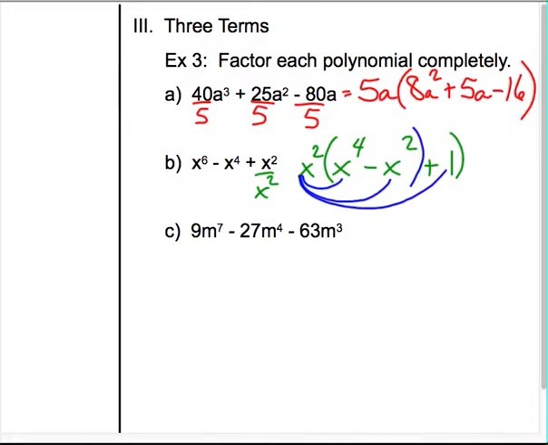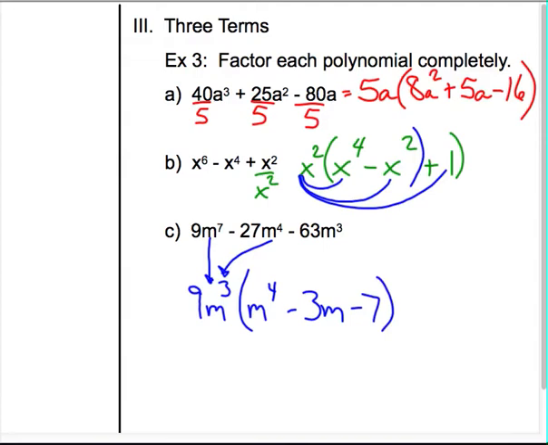Last example, looking at 9, 27, and 63, I see a common factor of 9. Looking at my variables, I see the smallest exponent is 3. 9 divided by 9 is 1, so I don't need to write that because I'm multiplying by m to the 4th, which is what I have left when I pull 3 m's out of 7 m's. 27 divided by 9 is 3. I pulled 3 m's out, which leaves me with 1. And 63 divided by 9 is 7, and I pulled all 3 m's out.